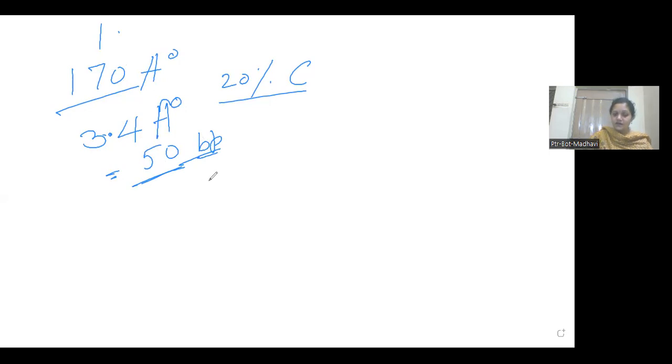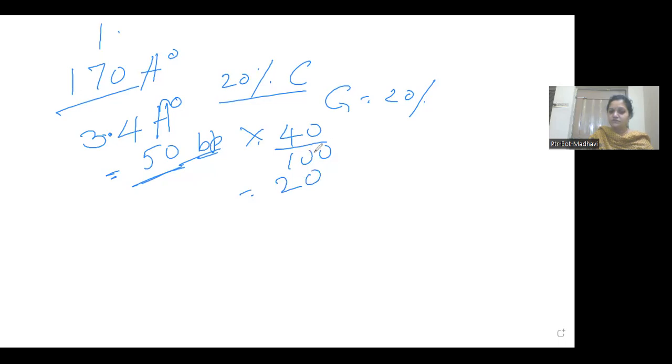If the cytosines are 20%, then guanines will be 20% again. So total 40%, isn't it? So in the 50 base pairs, how much is 40%? That means 50 base pairs into 40 by 100. Then it comes as 20. The zeros get cancelled. So 20 base pairs will be present.